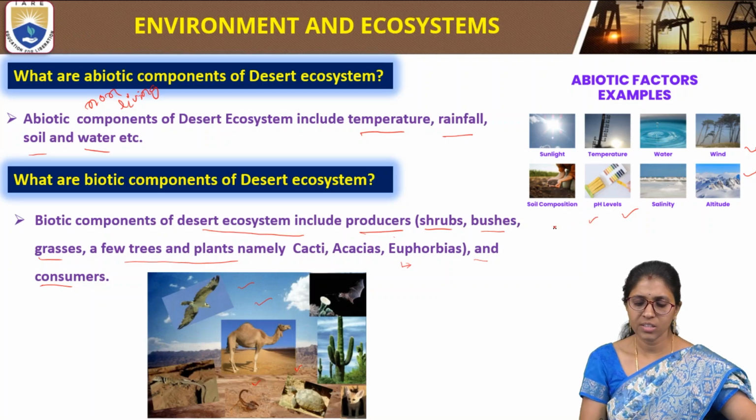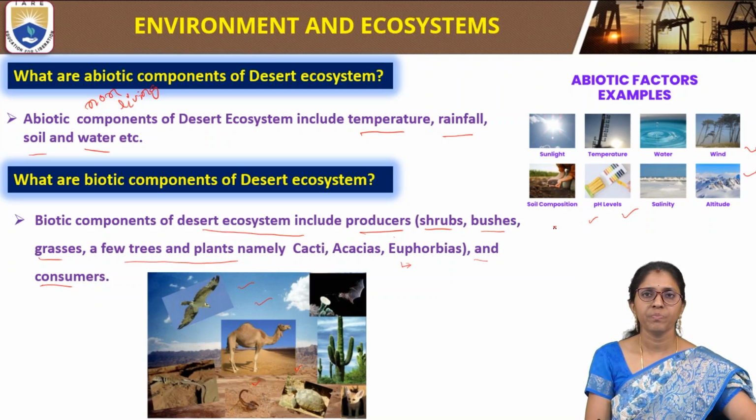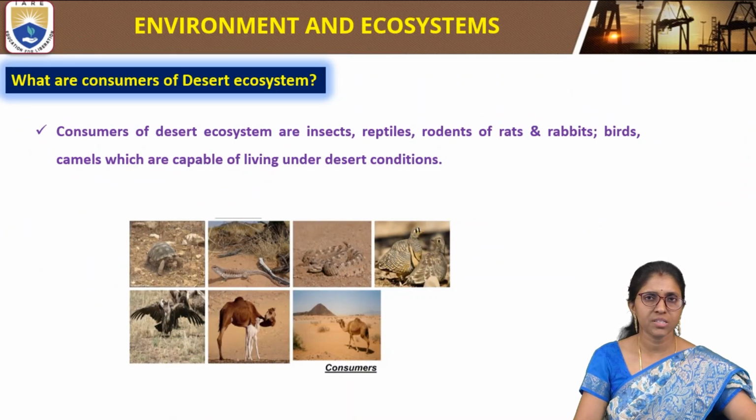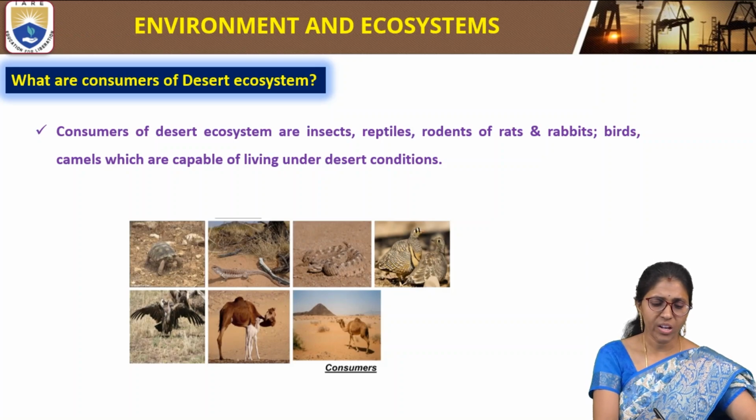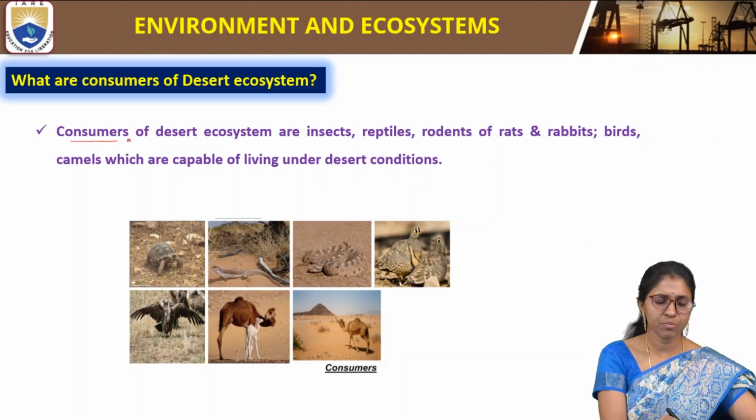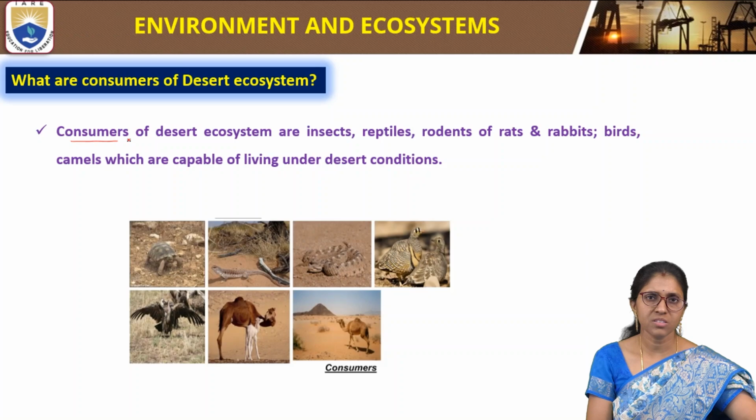So these all are the abiotic factors of a desert ecosystem. So what are the consumers of a desert ecosystem? Consumers are those which consume the producers. Here different types of consumers are there.